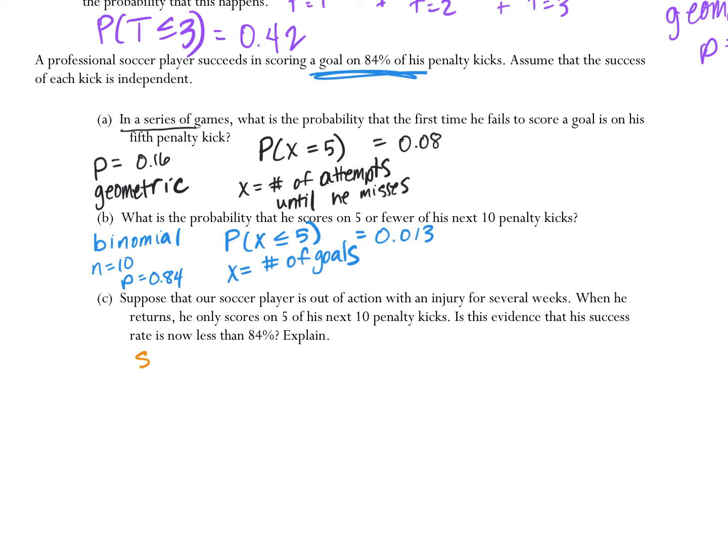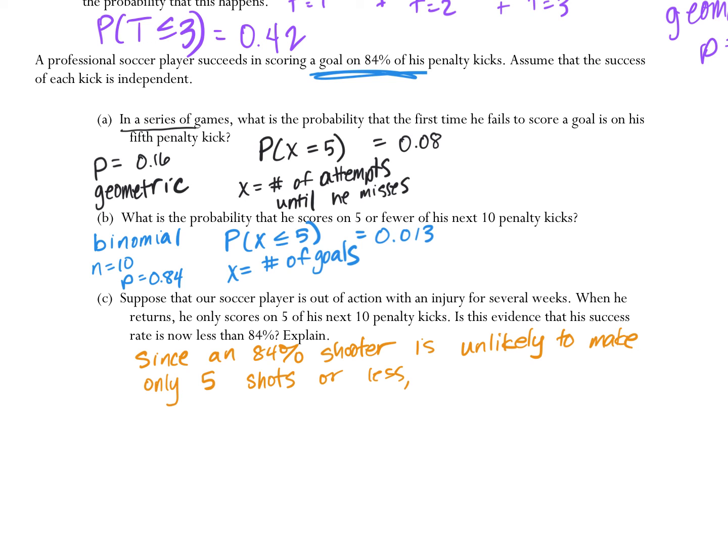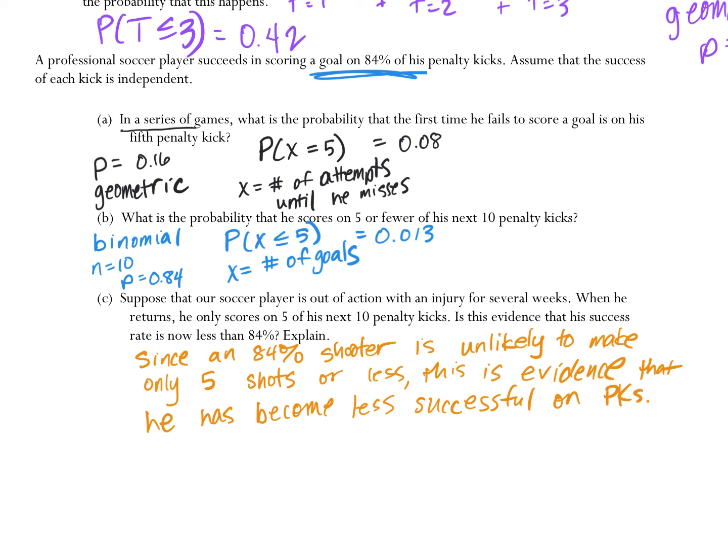So I might respond to this like, since an 84% shooter is unlikely to make only 5 shots or less, this is good evidence that he has become less successful. And then I'm using PKs just to get a little bit more context in there. Okay?